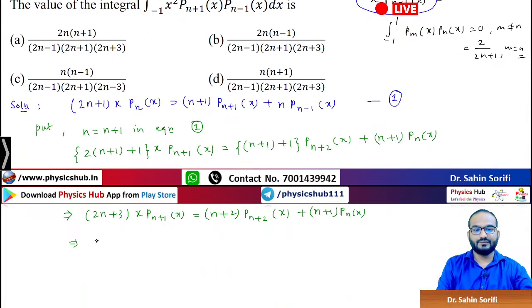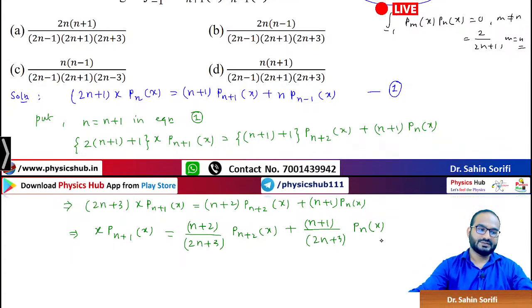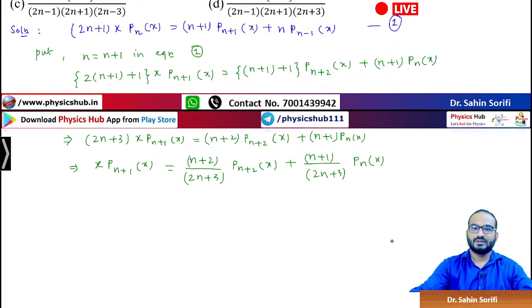So now you can easily find out x times Pn plus 1(x) by dividing both sides by 2n plus 3. n plus 2 divided by 2n plus 3. What we have? Pn plus 2(x) plus n plus 1 over 2n plus 3 Pn(x). Is it clear till now? Let's name this equation number 2.